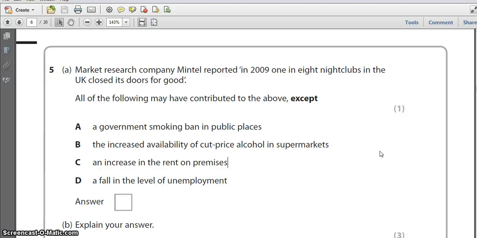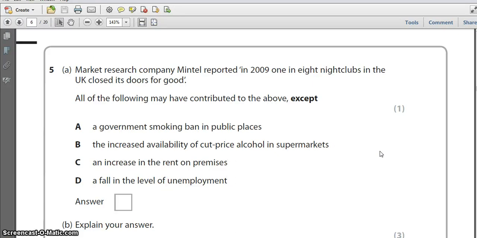So nightclubs are closing. You've got to think that people go to nightclubs. It's a luxury item. Essentially, it's not a necessity. Therefore, nightclubs would close if demand was low. Why would demand be low? Because people don't have much disposable income. It's not something they have to do. It's something that they do because they've got a bit of spare money. So it's basically saying which of these would mean that people did have disposable income, because it's saying all of these would have contributed to them closing except. So the answer is D.